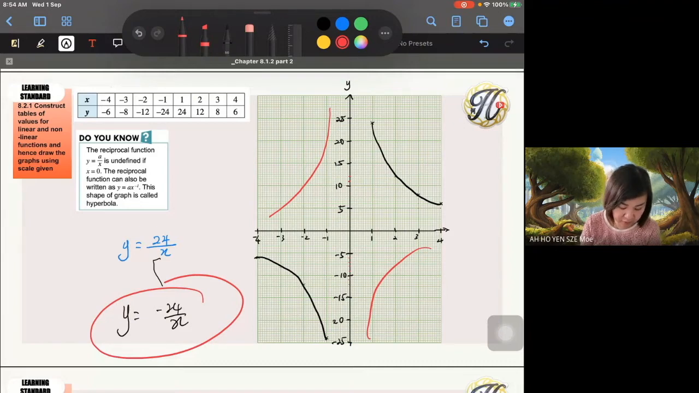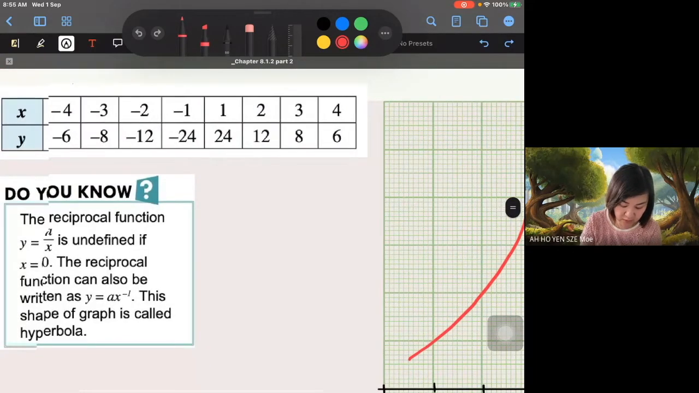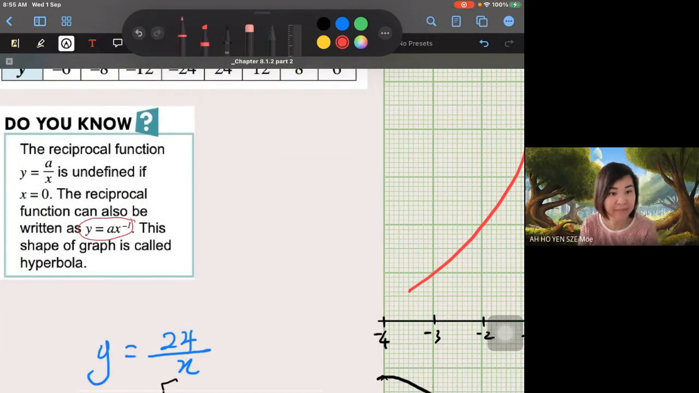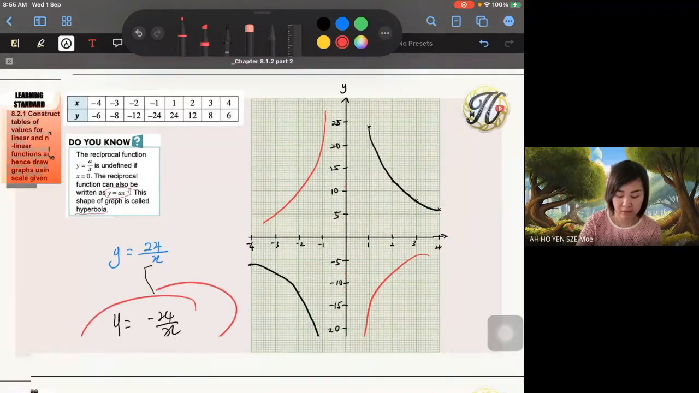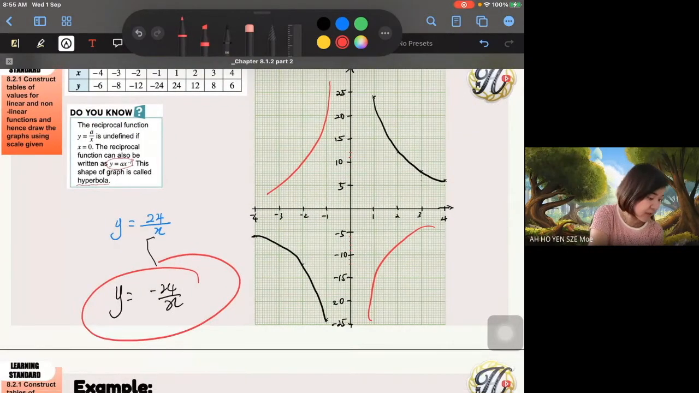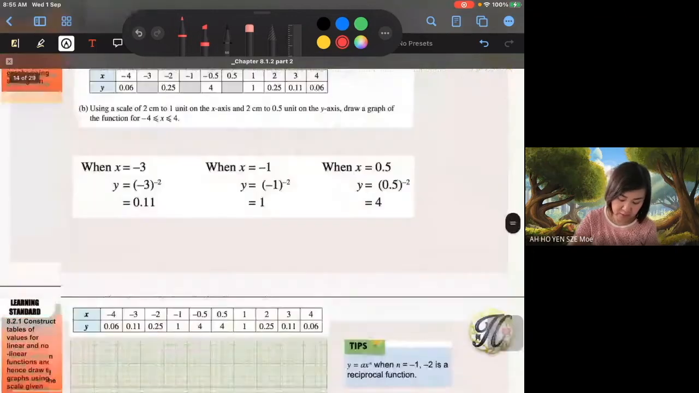The reciprocal function can also be written as y equals a x to the power of -1. The index brought out will be equal to -1. So this shape of graph is called a hyperbola. Just now was a parabola, so this is a hyperbola. Remember the type of the graph. If the question during the exam gives you the shape of the graph and asks you to give the name, then you should know. This is a hyperbola. So this is the 4th type. Last one. This one is the same thing.